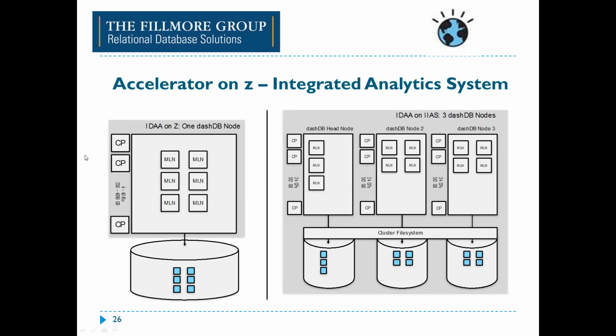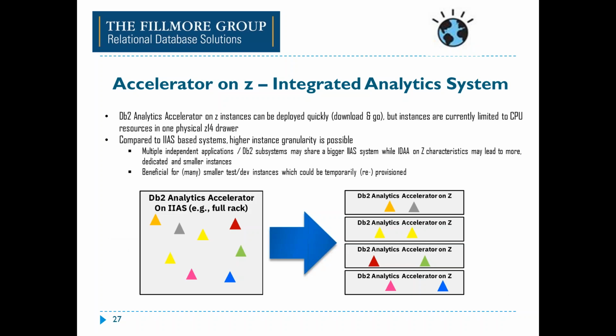There is only a single node when you're using the IDAA on Z, the Accelerator on Z. Why is that? Well, you're really not getting the benefit of separating these processors out because you're using a drawer full of IFLs and you're using a secure service container. So dividing that up into partitions really won't buy you anything. Also, you're using shared System Z storage. So that's why there's a difference in the number of nodes and the way that they're deployed.